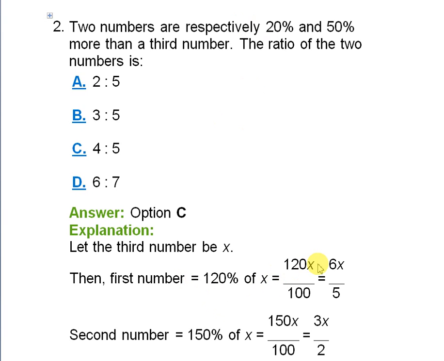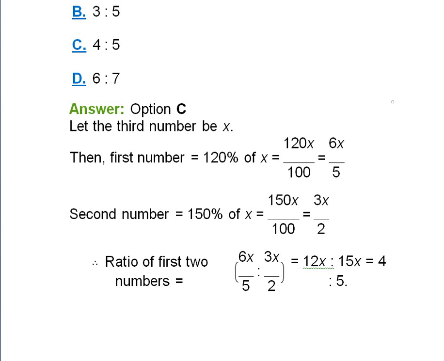That is, you can write it as 120x by 100, which is 6x by 5. Similarly, for the second number, 150% of x, 150x by 100, that is 3x by 2. And so you can calculate the ratio of the first two numbers, 6x by 5 ratio 3x by 2. After solving it, you get 12x ratio 15x, that is 4 ratio 5 is your answer.